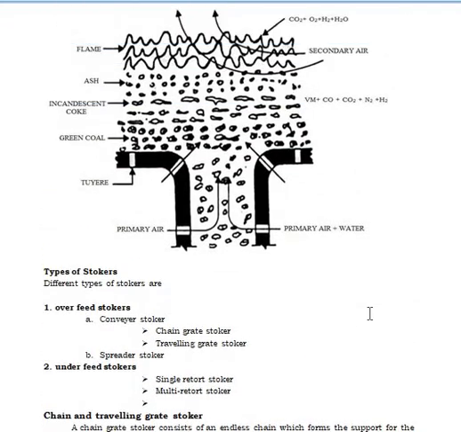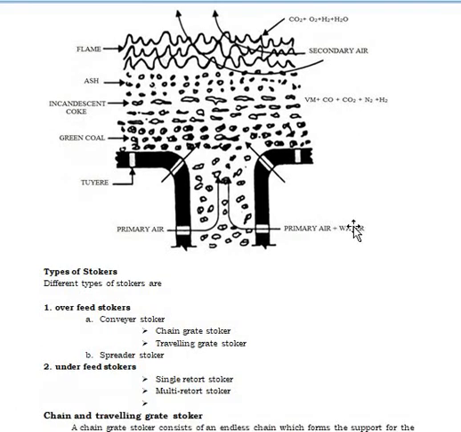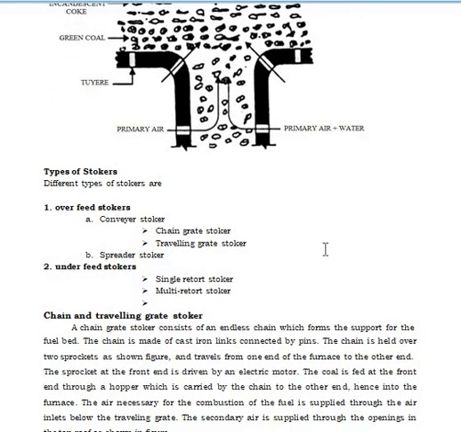Next you will be seeing the types of stokers: overfeed stoker and underfeed stoker. In overfeed stokers, there are the conveyor stoker, chain grate stoker, traveling grate stoker, and the spreader stoker. In underfeed stokers, there are the single retort stoker and multi retort stoker. First of all, we will discuss the chain and traveling grate stoker.